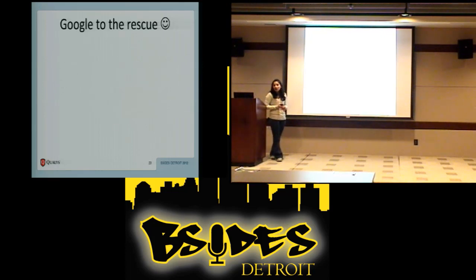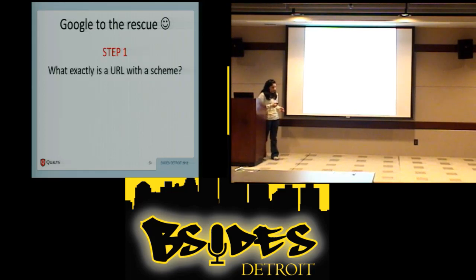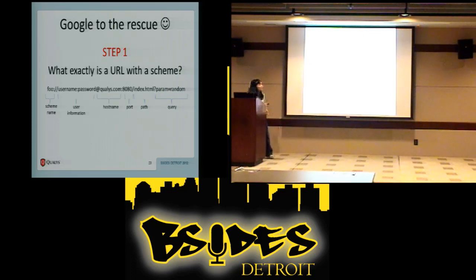Google to the rescue. Now we know that we need to create a URL with a scheme. Now I had a basic idea, but to understand what exactly a URL with a scheme was, I made a quick search on Google, and here's what it came up with. This is a URL which has a scheme. The way it works is that the first parameter is the scheme name, which is usually HTTP or FTP or whatever protocol that you're using.